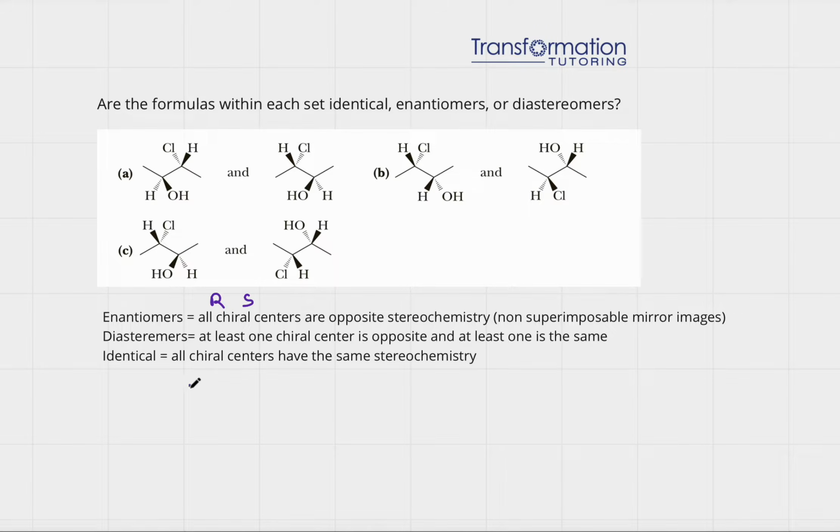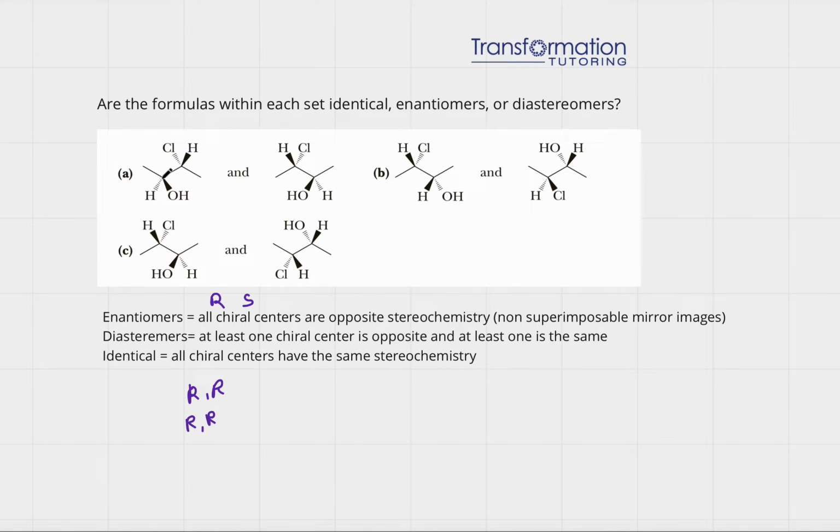So if my molecule is R and then R, then my other molecule should be R and R as well. So all chiral centers will have the same stereochemistry for identical molecules. And I will also tell you how to identify a chiral center. So let's get started. In A, we see these two molecules, and a chiral center or chiral carbon is a carbon that is connected to 4 different groups.